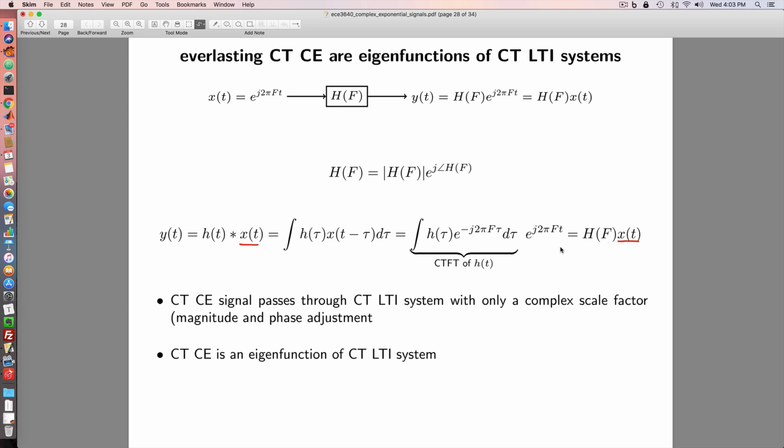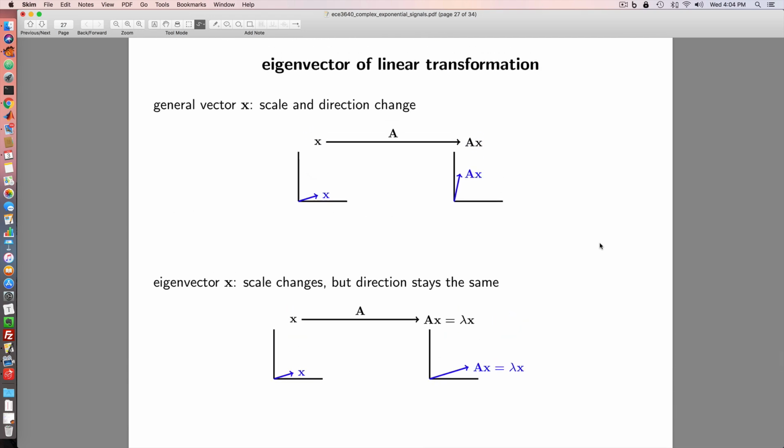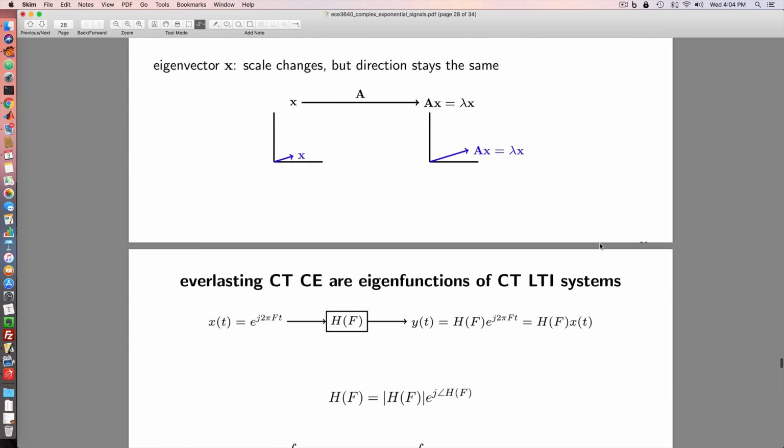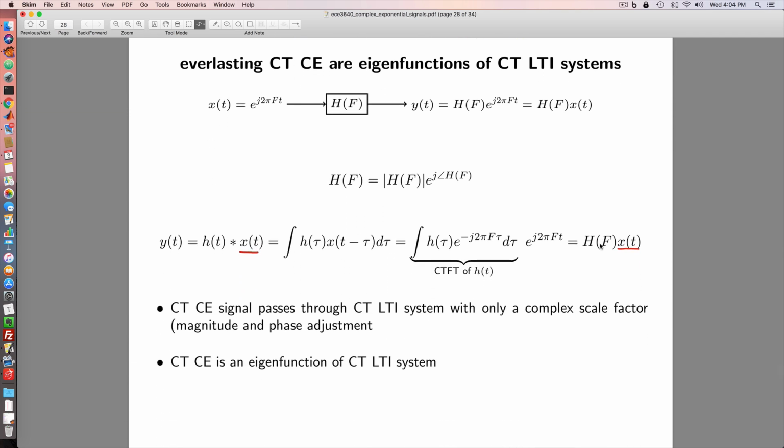Because we put x in and got x out, except for a scale factor, it mimics this eigenvector behavior. Because of that, we call these everlasting continuous time complex exponential signals eigenfunctions of continuous time linear time invariant systems. The magnitude of this complex number tells us how the magnitude changes, and the phase tells us how this complex exponential function has been phase shifted as it passed through the system.